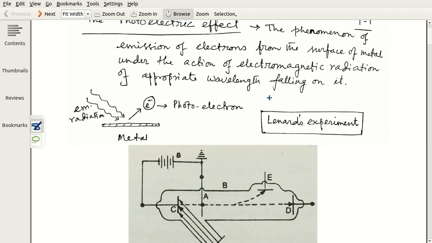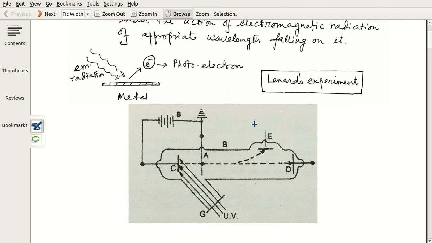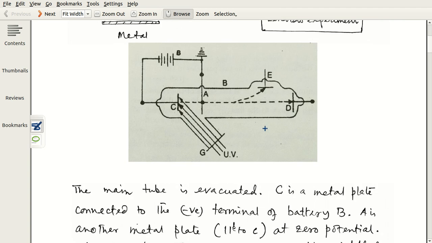And the important thing is that not every electromagnetic radiation is capable of ejecting photoelectrons. The electromagnetic radiation must have an appropriate wavelength or below the wavelength. The most famous photoelectric experimental setup was due to Lenard. This is a diagram of Lenard's experiment, and I have given a description here.